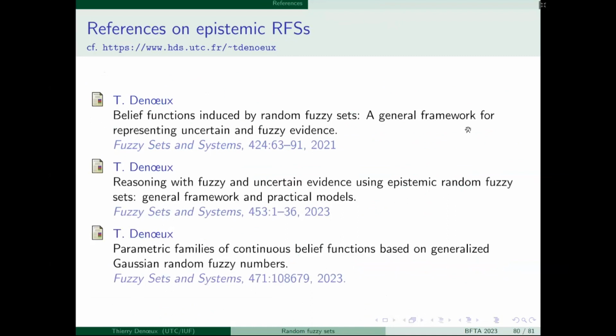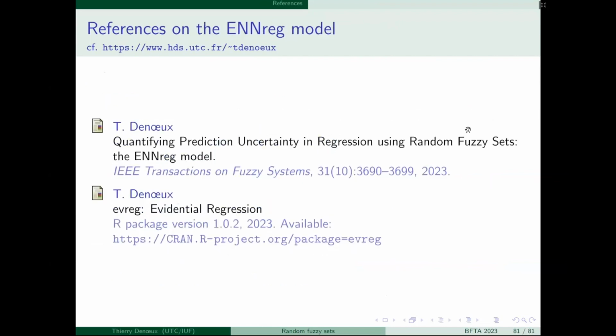So these are the papers. This one describes random fuzzy sets, but on finite frames. In a finite frame, a random fuzzy set is basically a mass function with fuzzy focal sets, and in this paper I explain what a mass function with fuzzy focal sets is. This is the paper with the general theory, and here I introduce the Gaussian random fuzzy numbers. Here are the transforms for random fuzzy numbers and the mixtures, so we can have any shape.